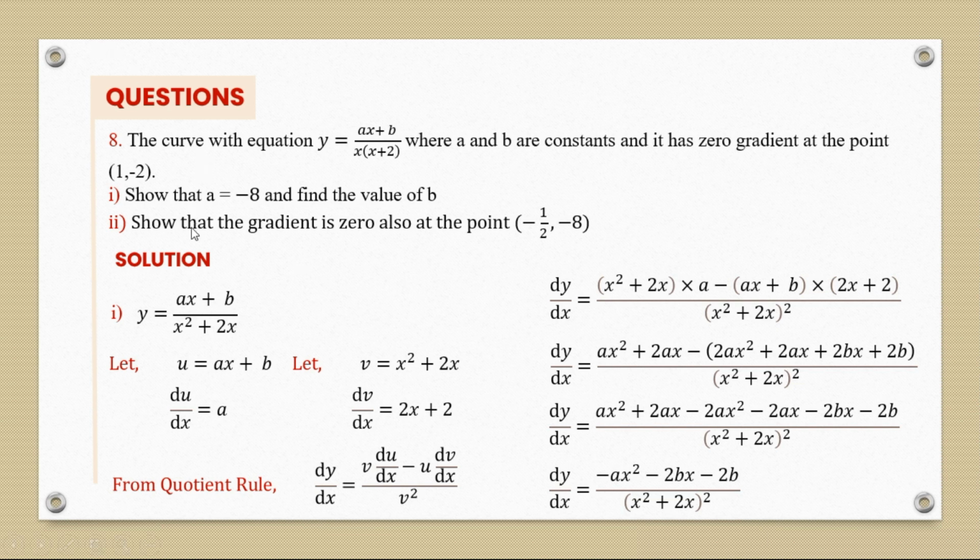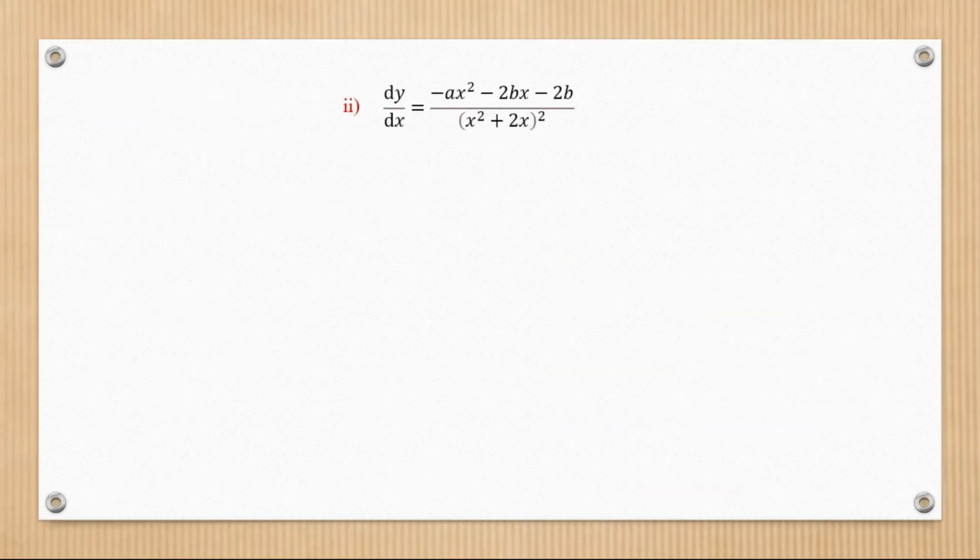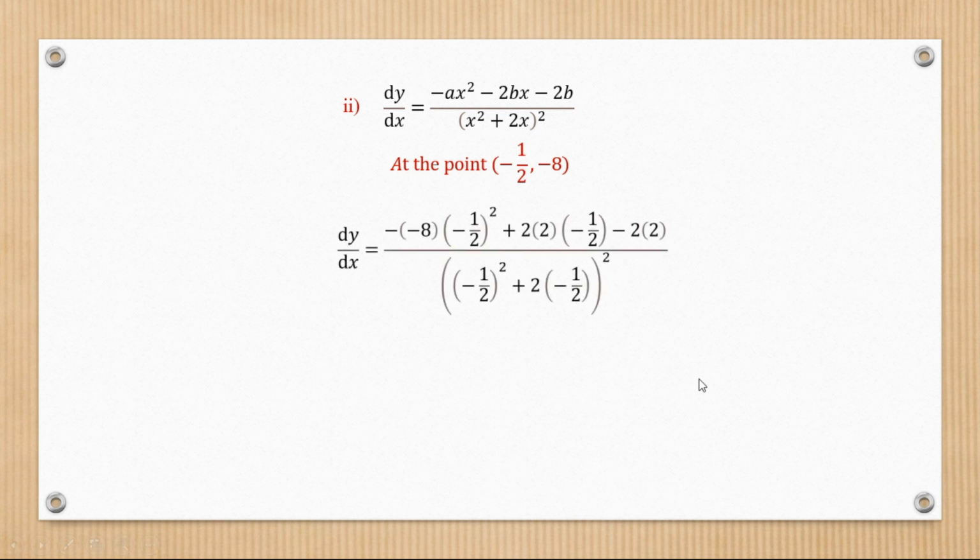Alright, so part 2, we're being told to show that the gradient is 0 also at the point (-1/2, -8). Alright, so we're going to substitute in the value of dy/dx that we had actually found. Then we're going to try that point. So at the point (-1/2, -8), we're going to plug in those values. Wherever there is x, I'm going to put in -1/2, and then we know the value of a, and we also know the value of b. So substitute all those in.